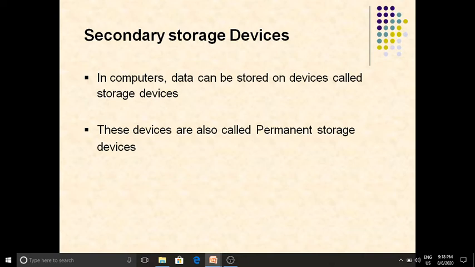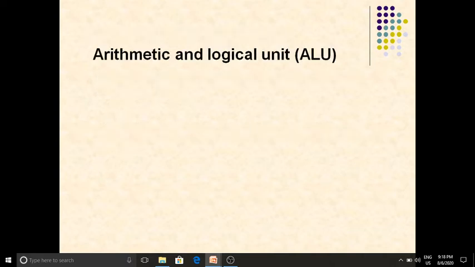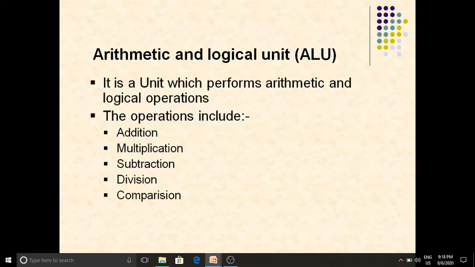Okay, we can store the data in a computer system. Those are called permanent storage devices, that is RAM and ROM. We'll be discussing the types of memories that computers have in the next classes. Now let us go to the next one, the arithmetic and logical unit.